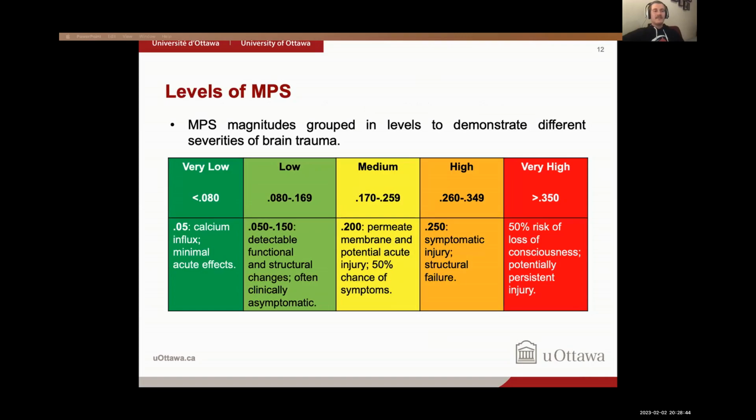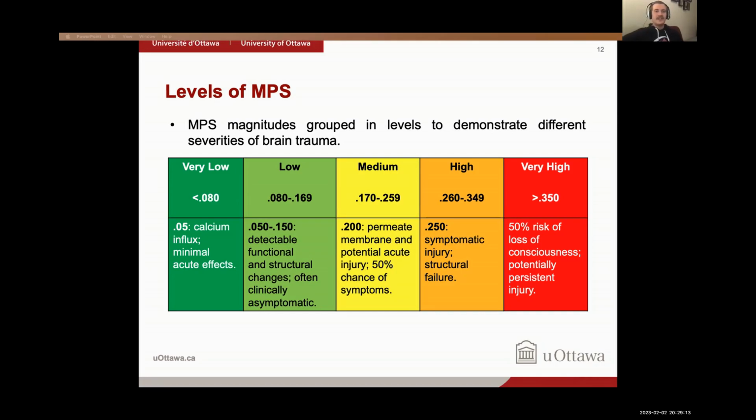What we then do with MPS is group it into levels to demonstrate the different severities of brain trauma. So these being very low, low, medium, high, and very high. Right here, we're using decimals, but you could also use percentages. And just to go over what some of them represent: at about 5% strain, these are just a couple small metabolic effects that take place in the brain. You likely will not actually notice anything.